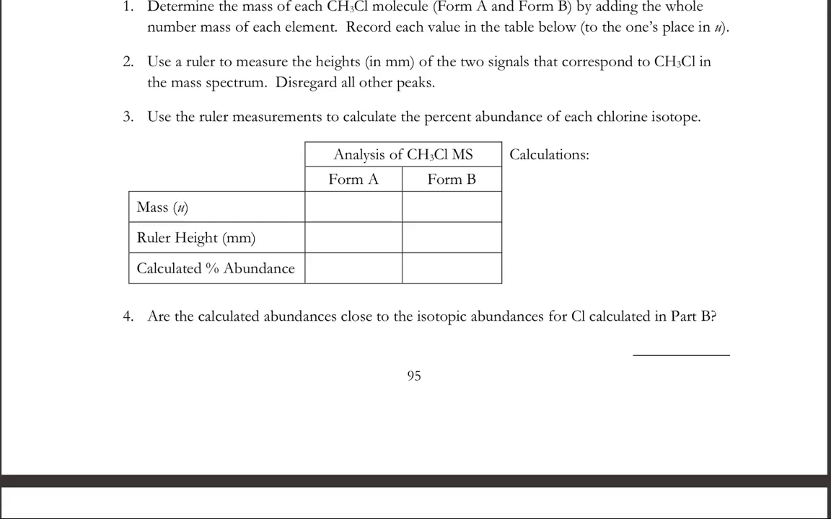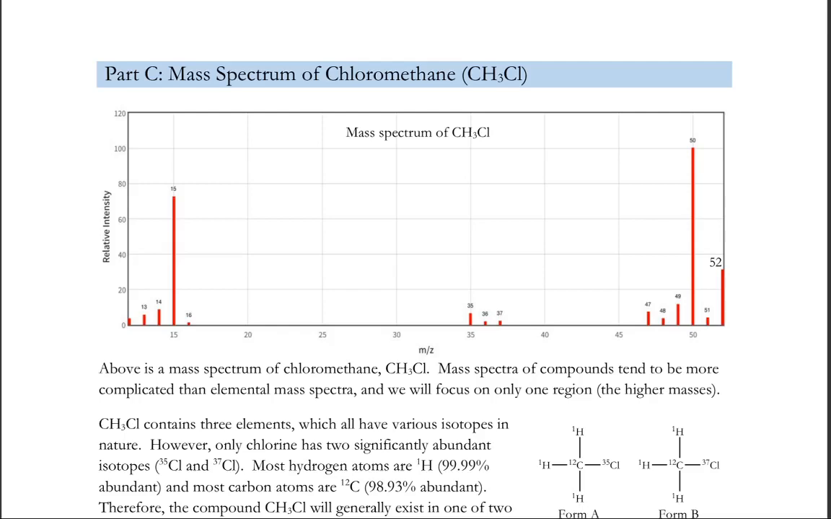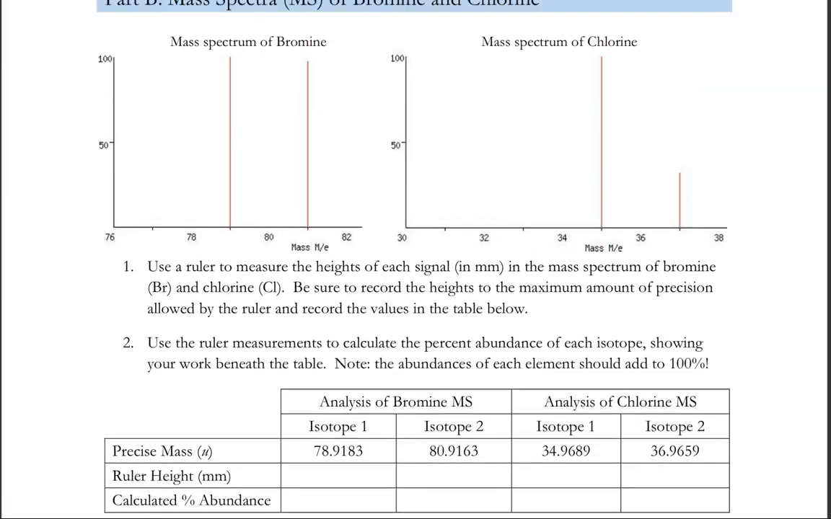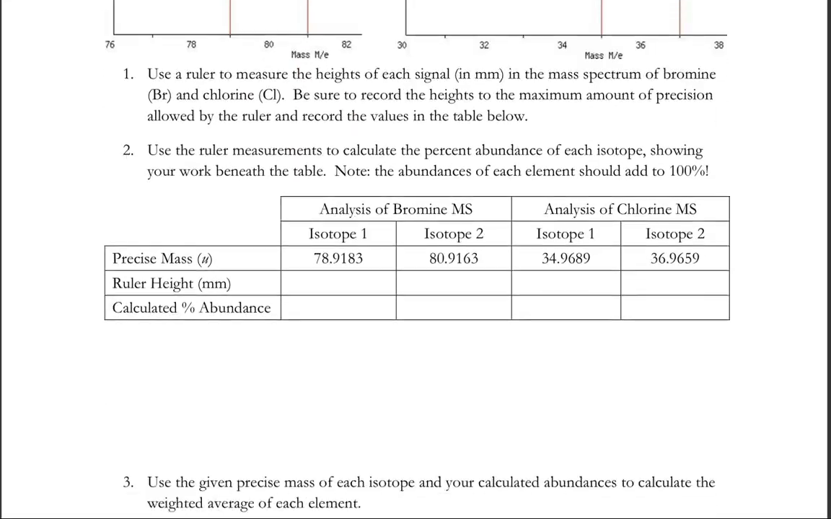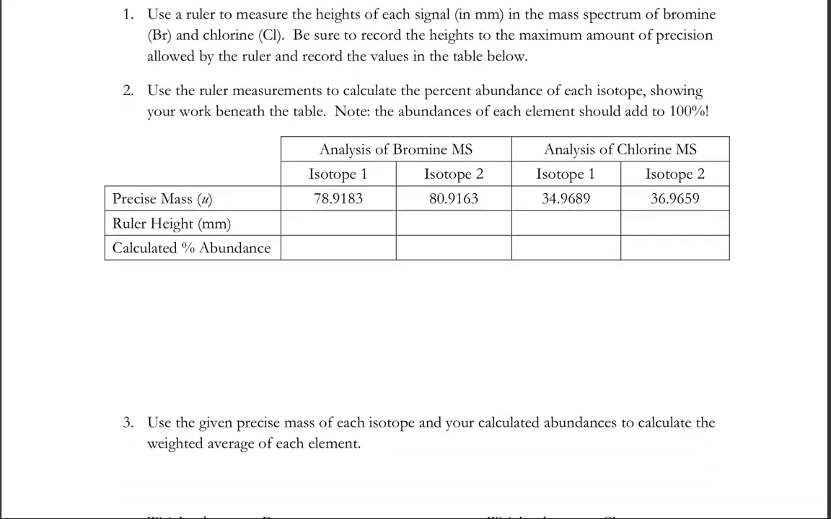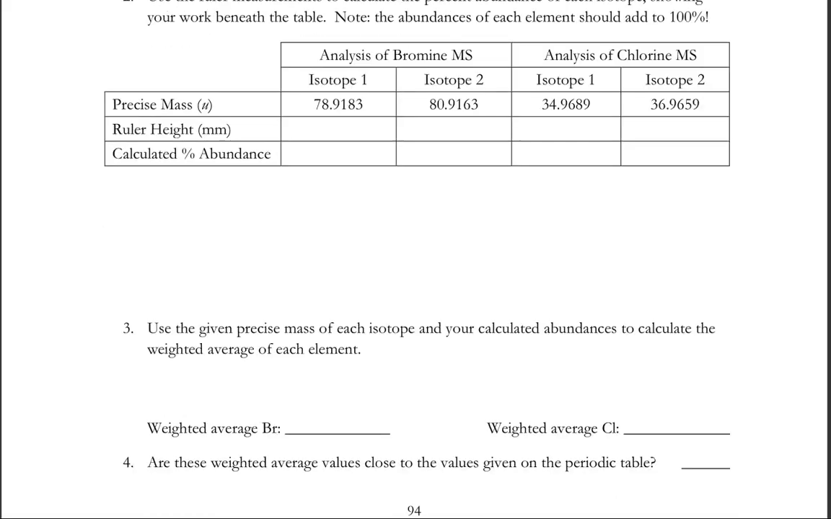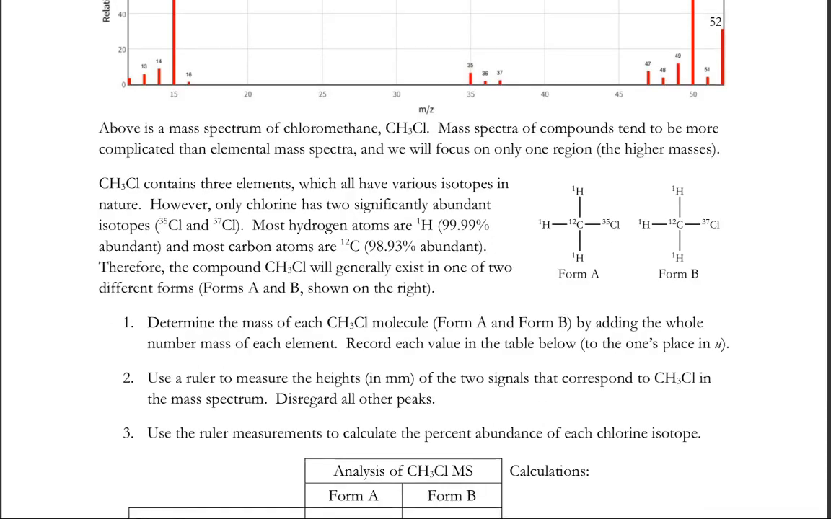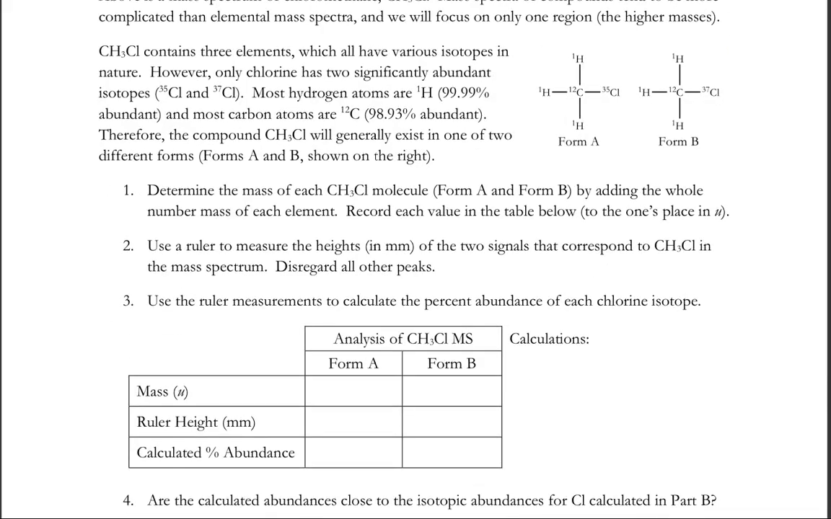In the part, let's go back to it, this part right here, this problem here. That is, do your calculated percent abundances from the analysis of chlorine MS in this part B match your calculated abundances that you got in part C?